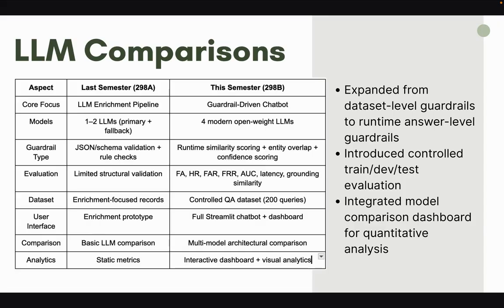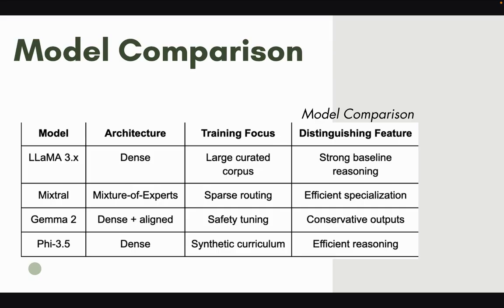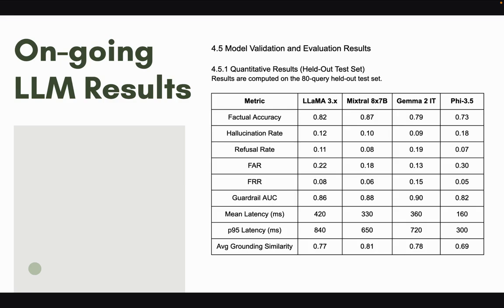The key insights which we got are that Mixtral achieved highest factual accuracy, which is 87%. Gemma had the lowest hallucination rate but higher refusal rate. Phi was the fastest but highest hallucination risk. And guardrail AUC above 0.82 was observed for all the models. So we can see that architecture and training philosophy clearly influence hallucination behavior.